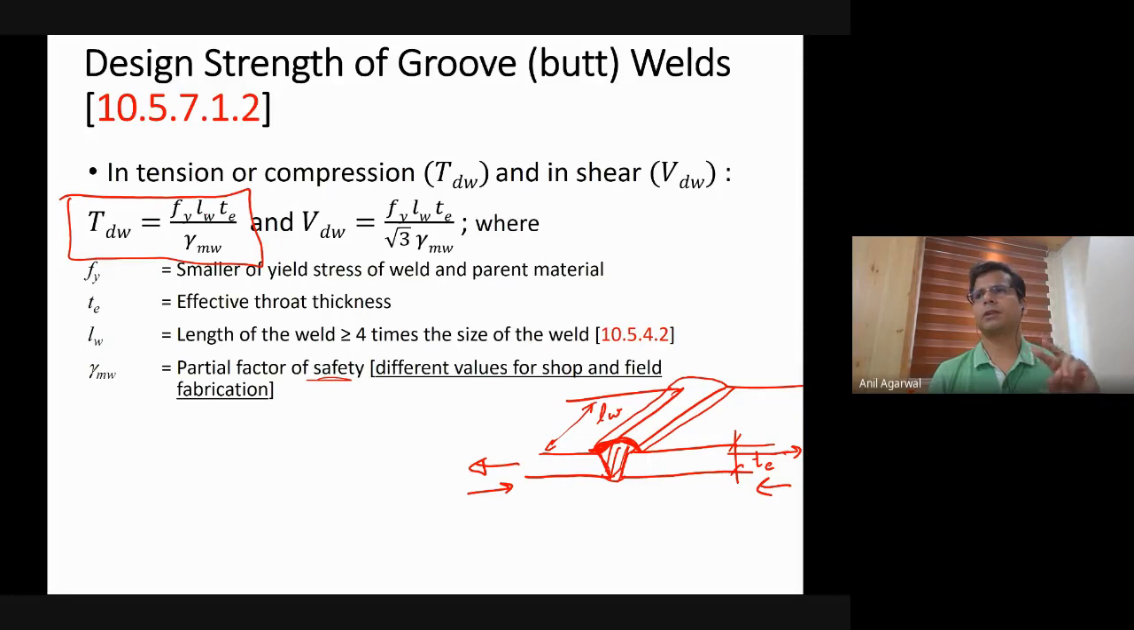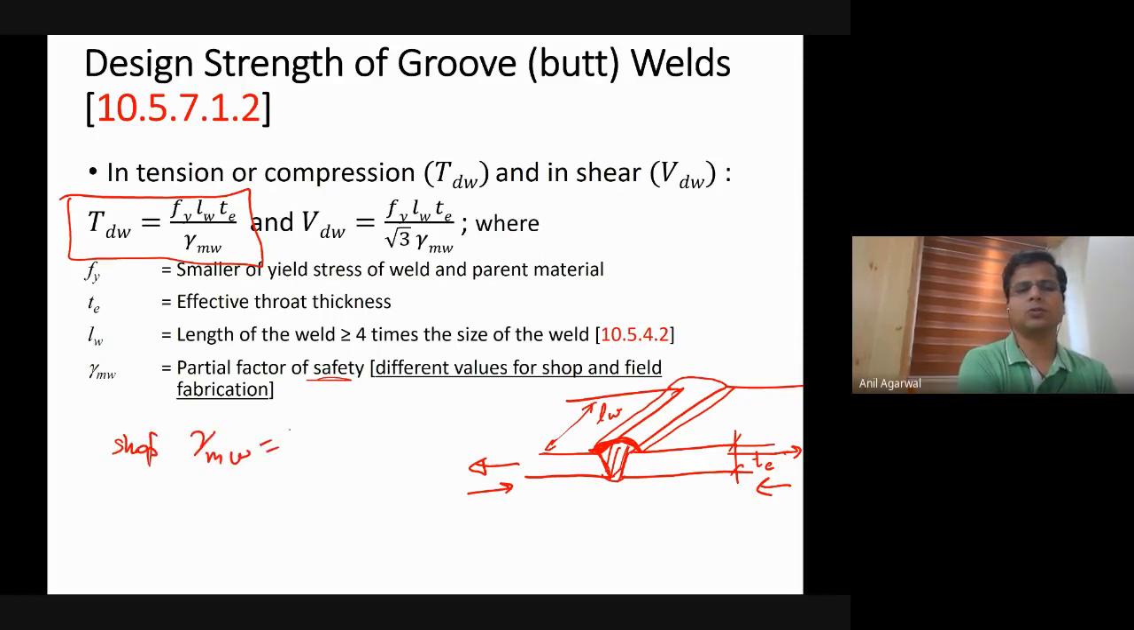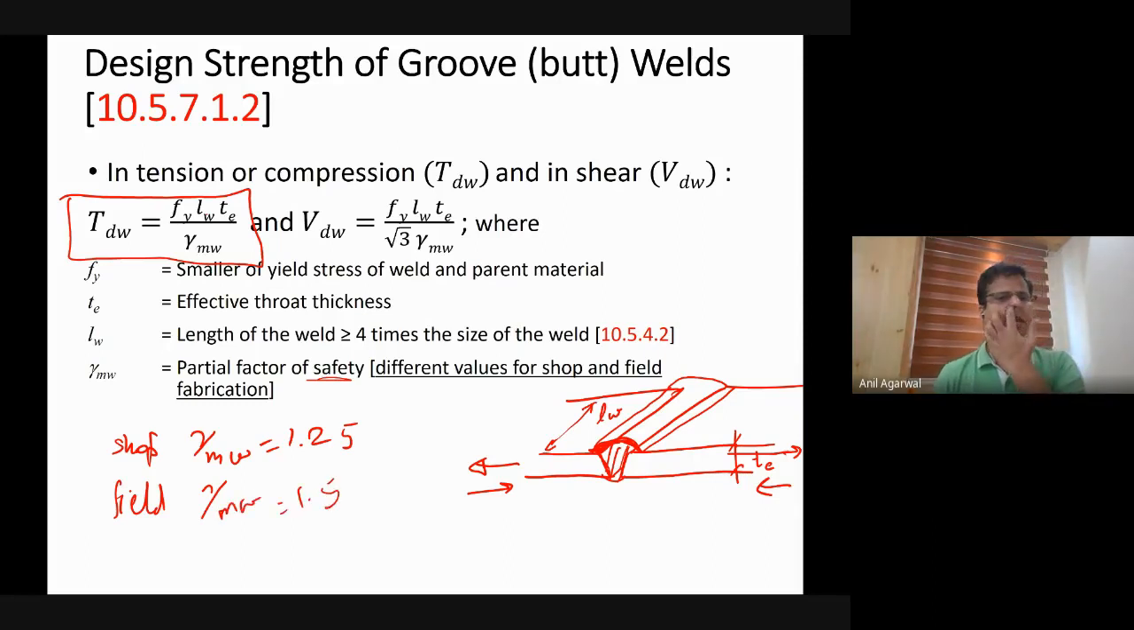Now, depending on whether the weld is a shop weld or a field weld, two different gamma mw values are given. For a shop weld, gamma mw is equal to 1.25, and for a field weld, gamma mw is given as 1.5. The reason for that is that quality control in the field will be relatively lower. So as a result, you are supposed to use a higher factor of safety.